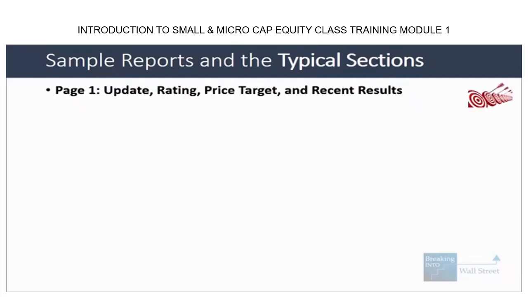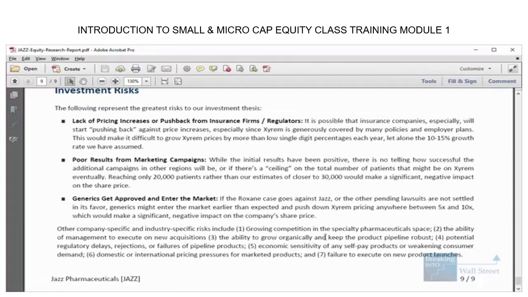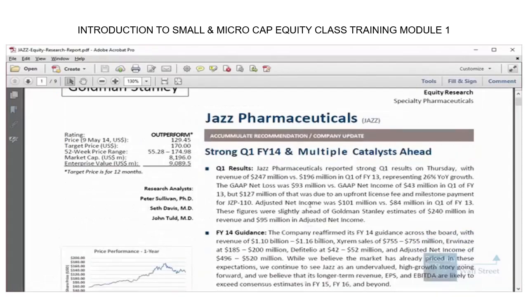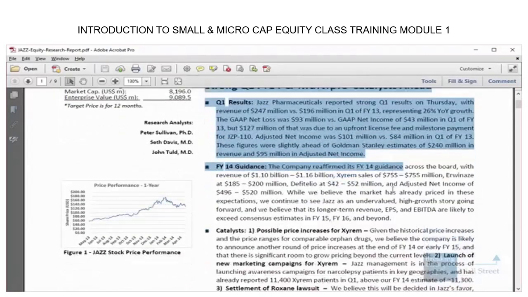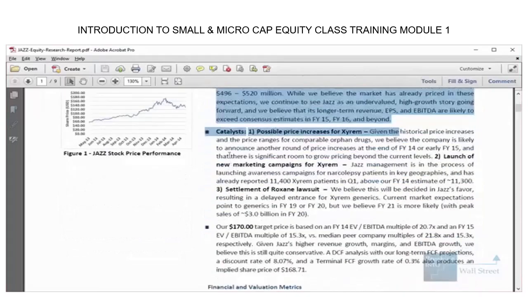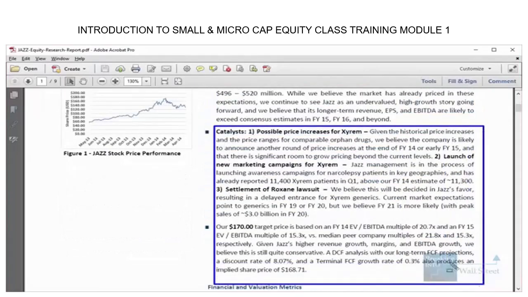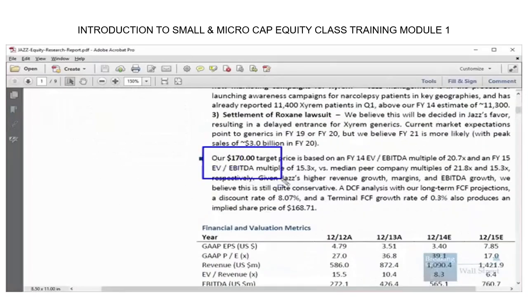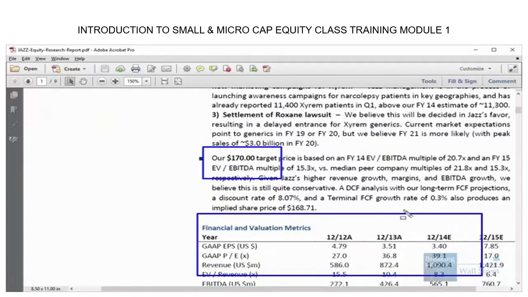So most equity research reports on page 1 start with an update on the company, a rating, buy, sell, or hold, or equivalent terminology, a price target, and then recent results. You can see this for both of the examples here. If you go to page 1, you see an update on their Q1 results, their guidance for the rest of the year. We have something on the catalysts, and then we explain our price target for the company of 170 down here. We also give the financial and valuation metrics and a brief snapshot of our projections.